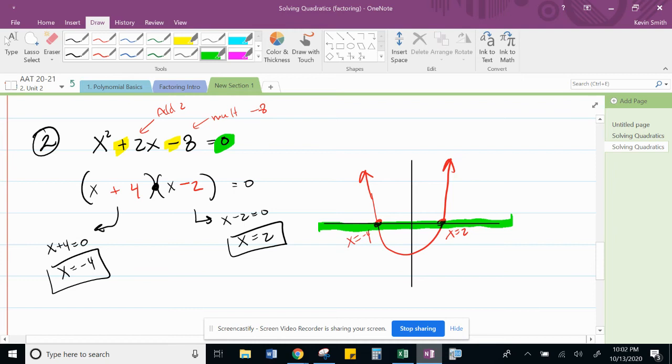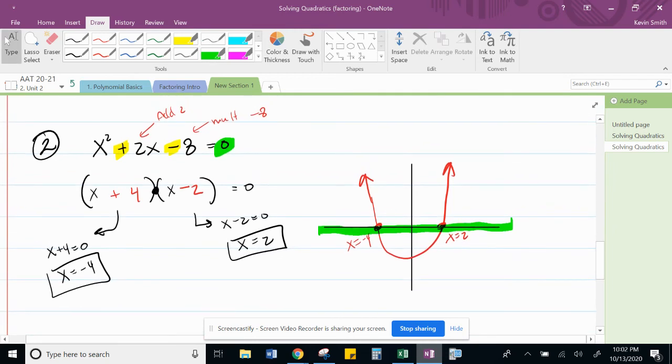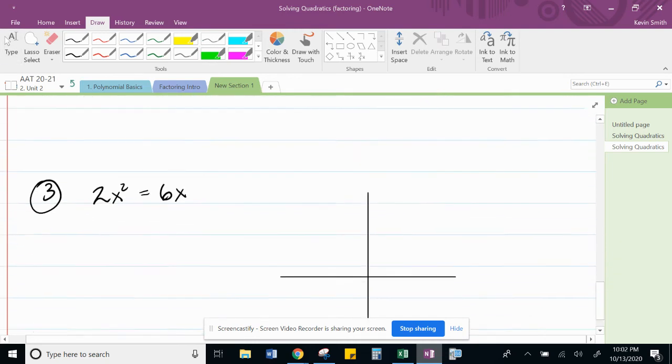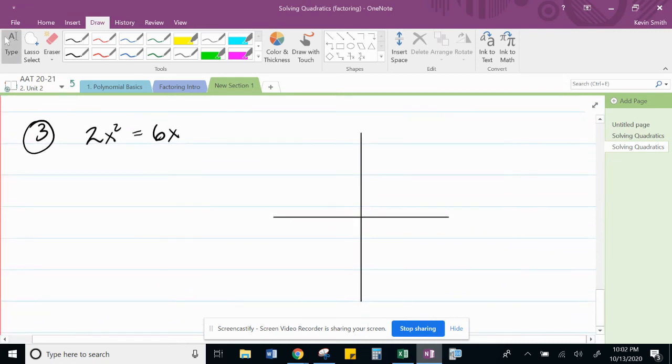Okay, so we're going to try one more example and then we're done. Let's look at something like this. This doesn't look anything like what we're used to seeing. This looks totally different. And you might be confused, like where do you even start with something like this? Well, right now we're pretty much just working in the world of the zero product property.